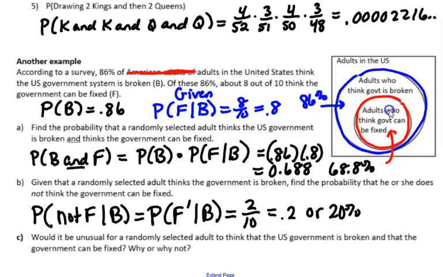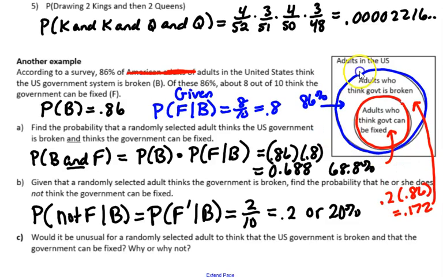So once again, is this number in here 20%? No. This is 20% of the 86%. So we can actually come up with some numbers. This is 68.8%. This whole circle is 86%. If we did 20% of 86, 0.2 times 0.86 (here we did 0.8 times 0.86), we would get 0.172. That would be the part that fits in this little area right here.